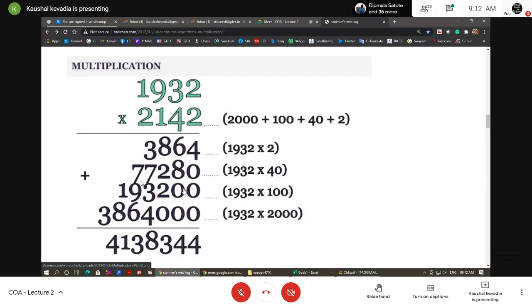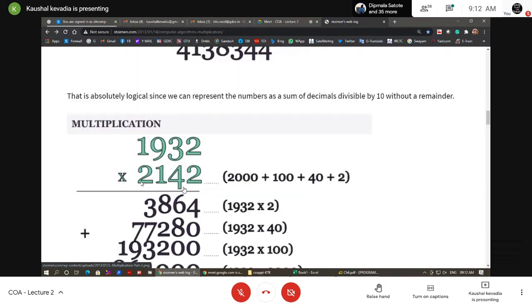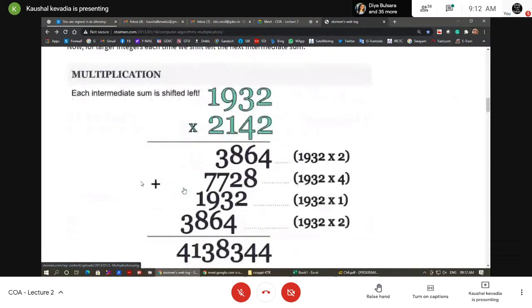Okay, now this is one scenario, the classical or traditional concept. But the same thing we can do this way also. Here, when we are writing the partial product, we simply shift those numbers to the left-hand side.